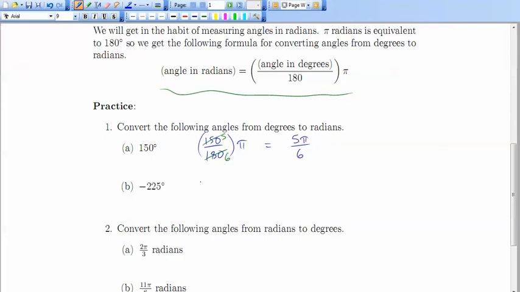Okay? Now we can also have negative angles, and if I want to convert, say, negative 225 degrees into radians, again, I can just divide the top by 180 and multiply by pi. And here again we see a common factor. We notice that 45 goes into the numerator and denominator there. So we get negative 5 and 4 on the bottom when we divide top and bottom by 45. So that means that we've got negative 5 pi by 4 as our angle in radians.